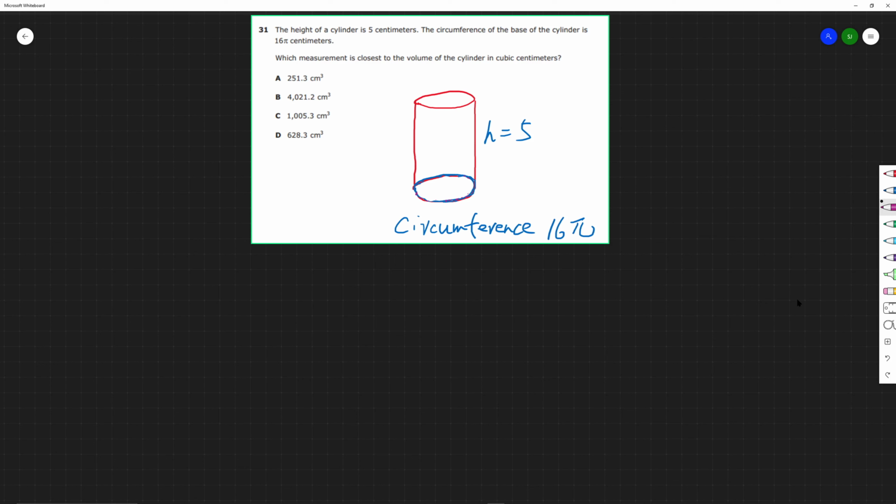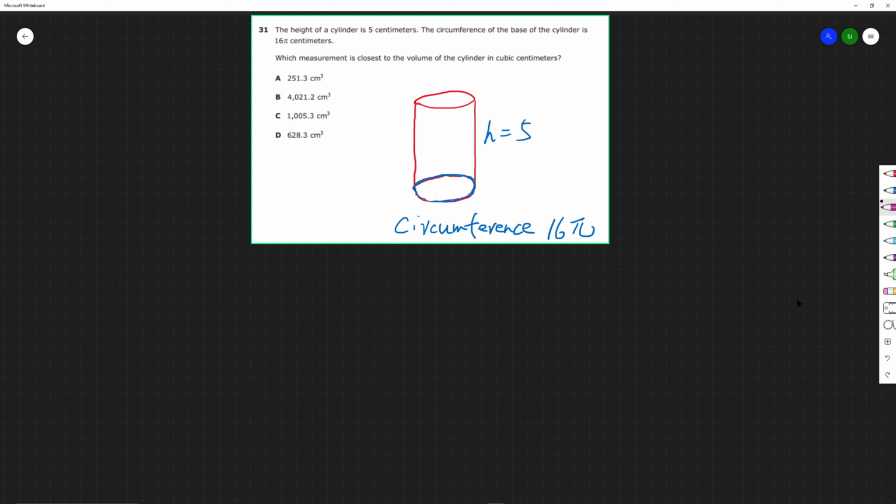Today we're going to look at question 31. The height of a cylinder is 5 centimeters. The circumference of the base of the cylinder is 16 pi centimeters. Which measurement is closest to the volume of the cylinder in cubic centimeters?